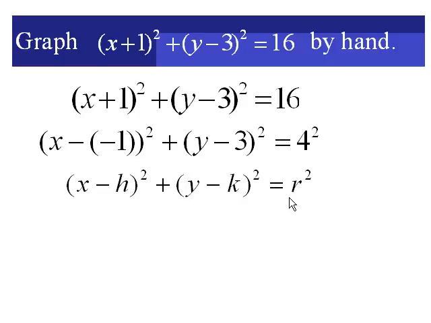Now do a pattern matching. Watch the numbers that show up here and match them with what shows up here. Where it was h, it's minus 1. Where it was k, it's 3. Where it was r, it's 4. So we can identify the three relevant parameters for a circle. h is minus 1, k is 3, and r is 4. So that's just right to graph this thing.